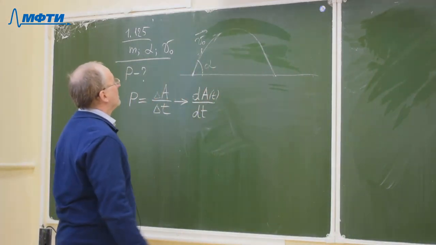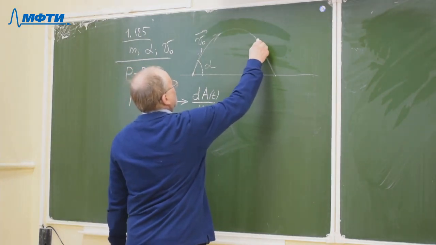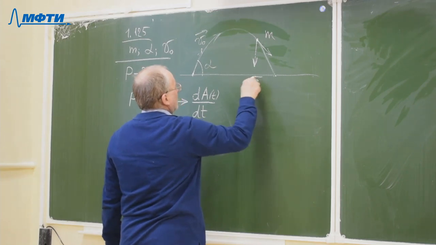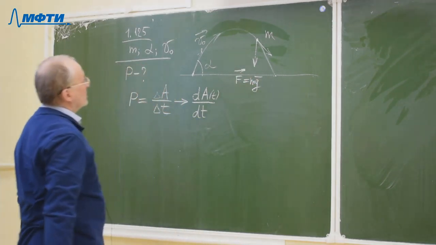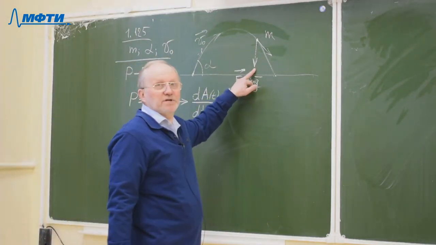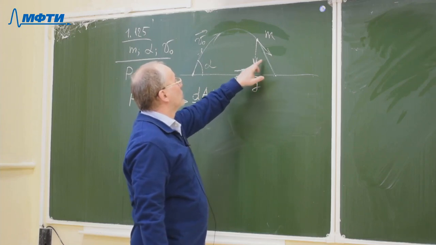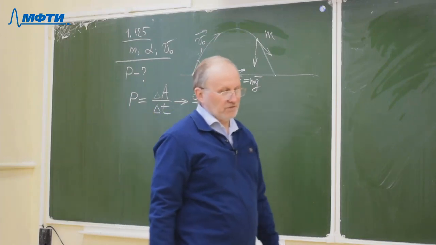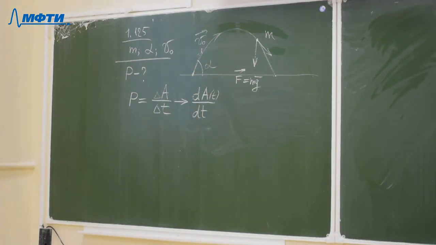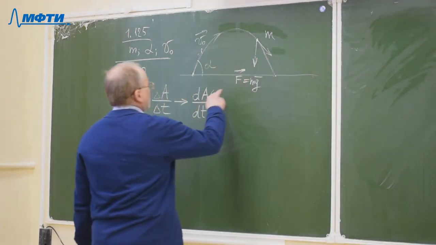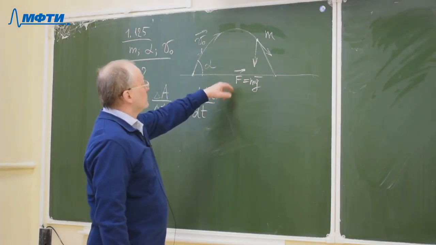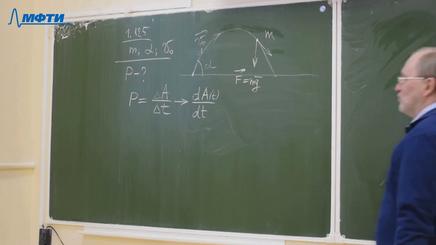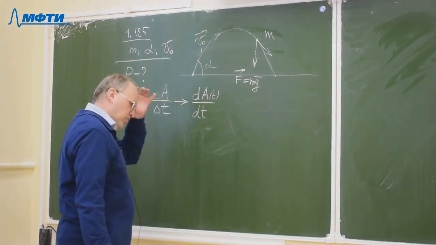Who performs work here? The force of gravity. We have this body of mass m moving, and the force of gravity is directed downward, and so this force performs some work. And the result of this work will be acceleration of the particle along the curved line of its trajectory. So this force performs work because there is a force applied to a particle and the particle has some displacement. And whenever we have a force and displacement, there will be some work performed by this force.